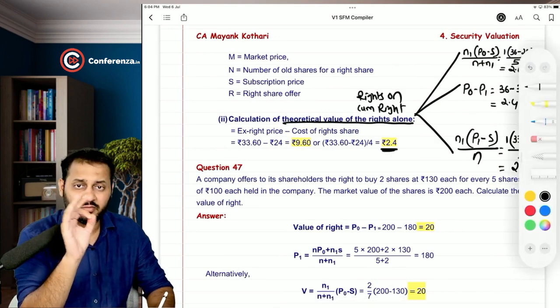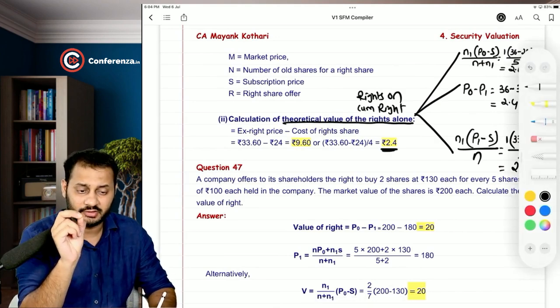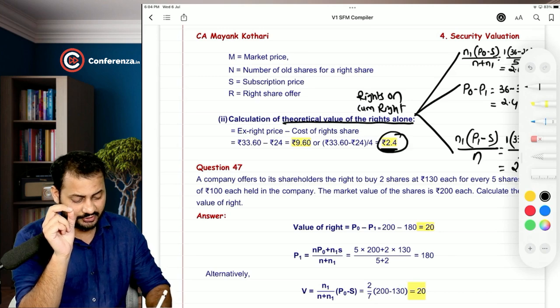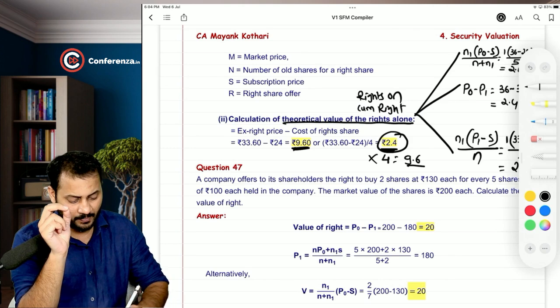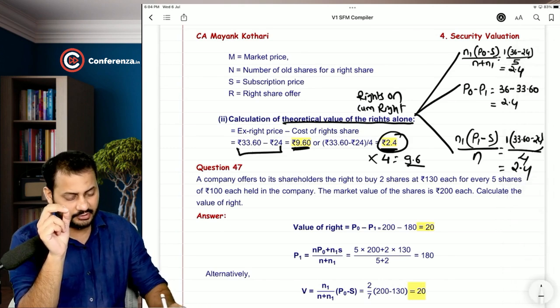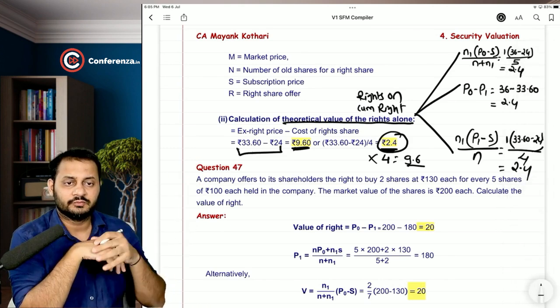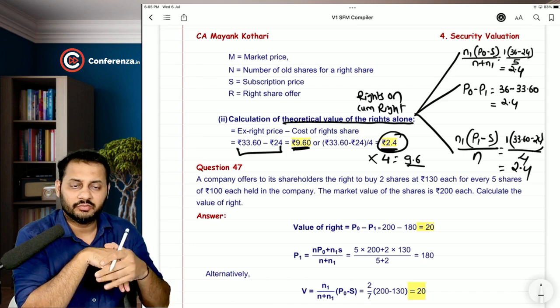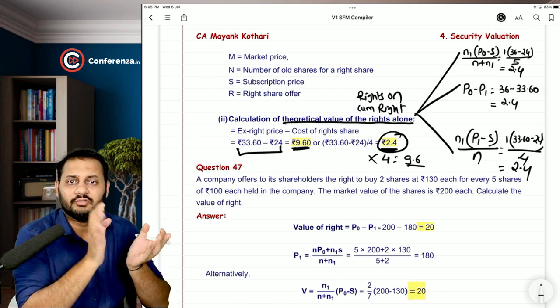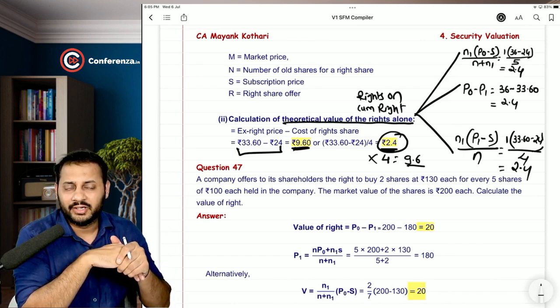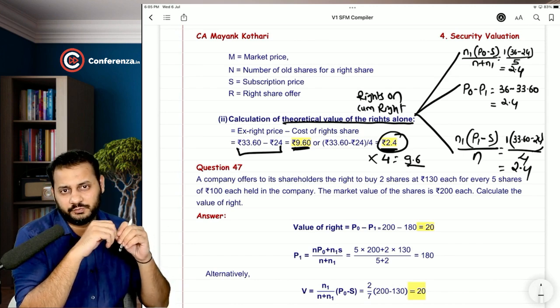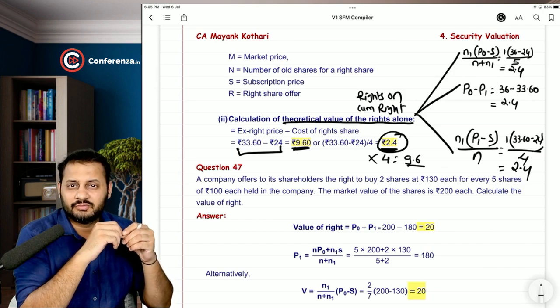This is the value of the right per share, but this is available on 4 shares. So the total value of the right will be 9.6. And you can calculate it like this: 33.6 minus 24. That is the entire value of the right. And you are just dividing it by 4 to make it a per share value. So 9.6 is the value of the entire right.